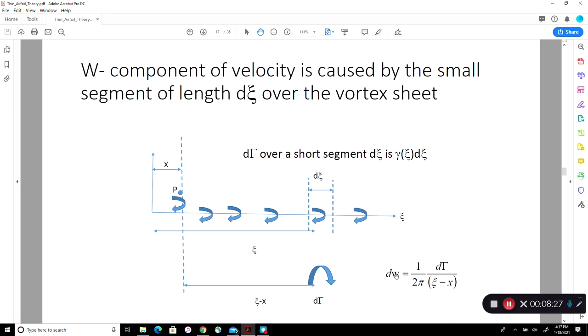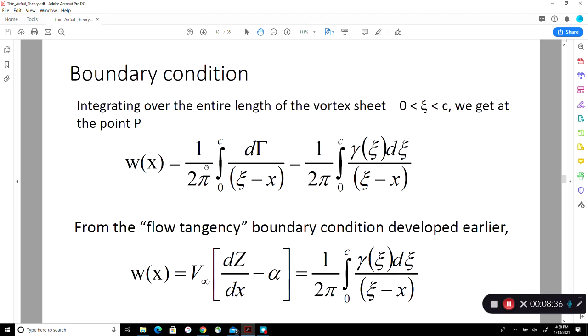Now to get the W, all you have to do is integrate it from the leading edge from x equal to 0 all the way to x equal to c. Therefore, W is the integral of this expression from 0 to c. So applying the boundary condition, we developed approximate boundary condition, W equal to V infinity times dz over dx minus alpha equal to this quantity. So this is the equation that we need to solve. This is a Fredholm integral equation of the first kind. We call it an integral equation because the unknown is buried inside the integral. It's not an ODE, it's not a PDE, unfortunately it's an integral equation.